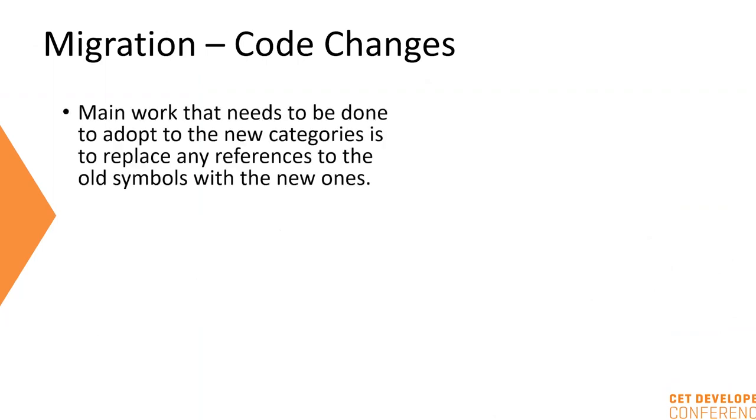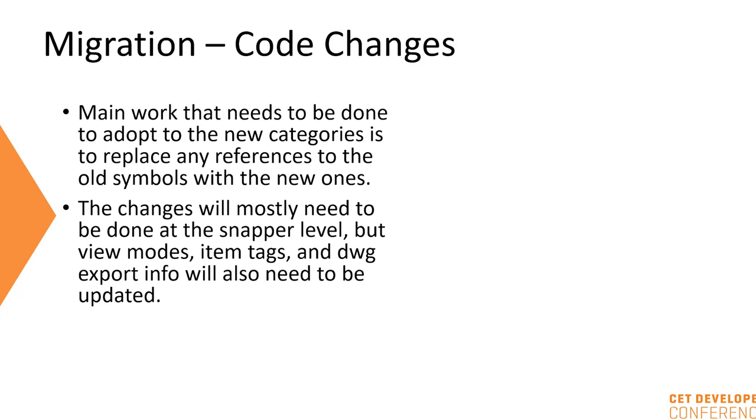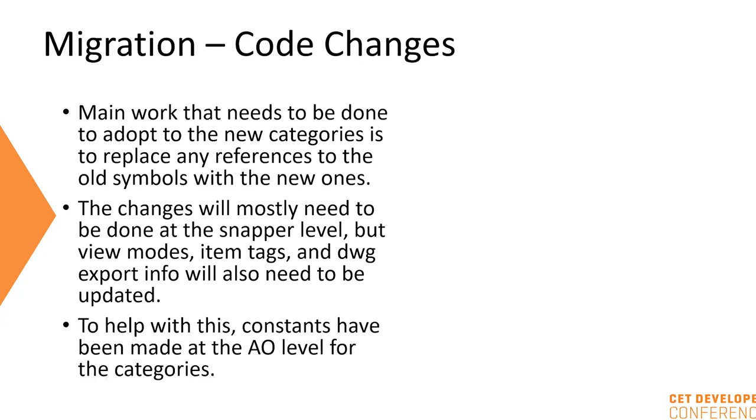Most of the work to migrate to the categories is going to be through some code changes that you'll need to do. This involves changing the symbols being used throughout your extensions to match the new ones. Primarily, this will be changes to snappers, any subclassing of item tags that you may have, and also your view modes that you register. But to help with this, we've made constants for all of the new categories in Abstract Office, so it should be pretty easy to switch over and also find all the places where they're getting used going forward.